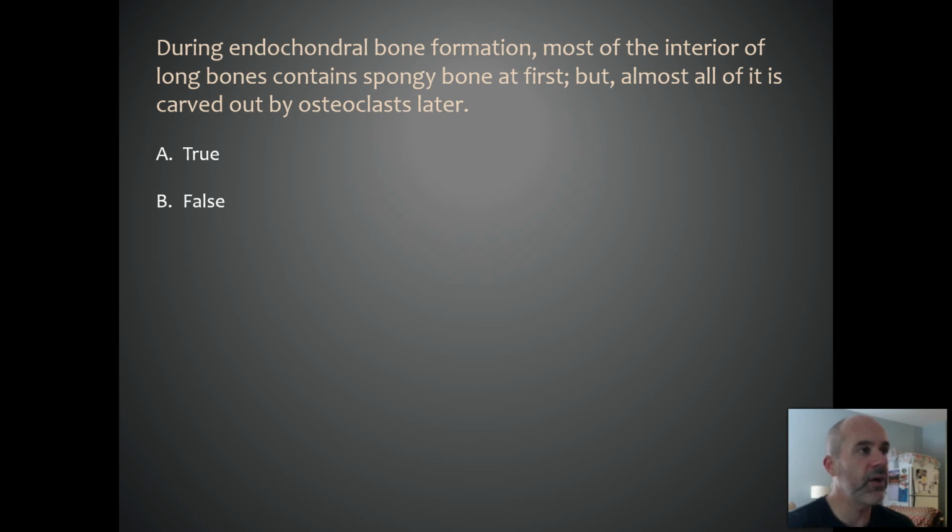All right, during endochondral bone formation, most of the interior of long bones contain spongy bone at first, but almost all of it is carved out by osteoclasts later. That's actually true. If you go back and review the diagram, spongy bone gets laid down first, but then the osteoclasts come in and carve out most of it because they're going to create that medullary cavity.